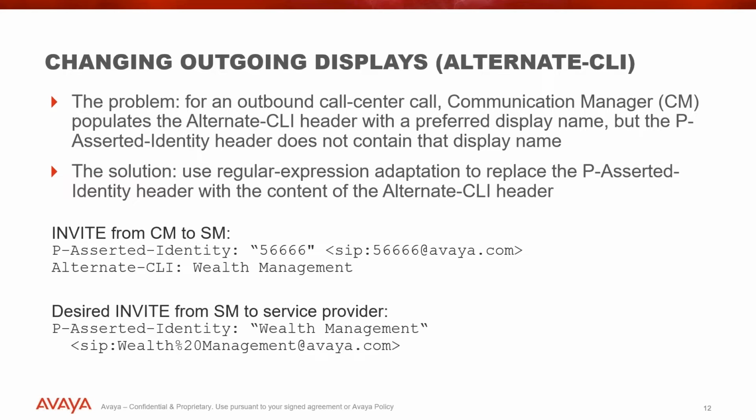So what you're going to see in the invite from CM to SM, you've got a PAI header here with the extension of whoever's placing this call. In this example, it's 5666. In quotes, you've got the display name, so the name of the person placing the call, if you've got it administered that way. And then you've got the SIP URI of the caller. In the ALTERNATE-CLI header, this is what you want displayed, and the caller ID for the person you're calling. In this example, it's wealth management.